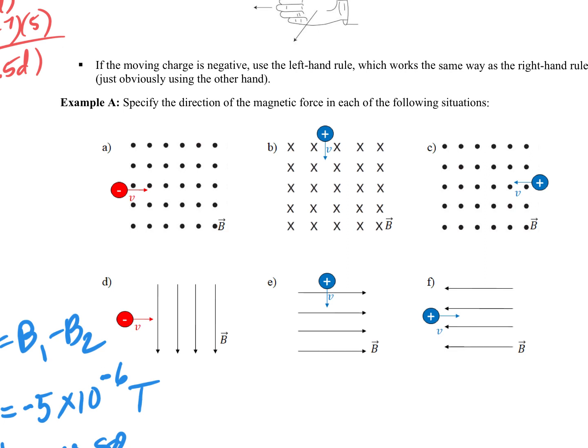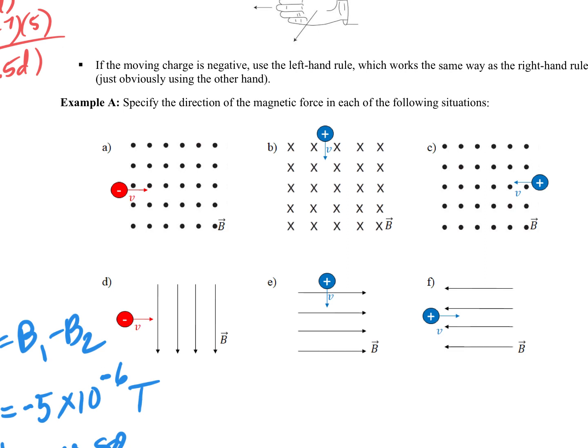So let's look at D. If we had V this way, B would be what? This way? Yes? B is this way. B is down. F is going which way? Into the board, but it's negative, so it goes out of the board. So this one's out of the page.